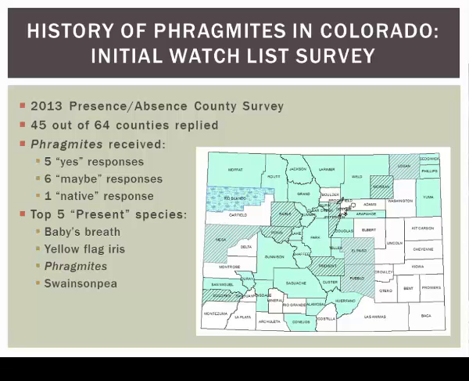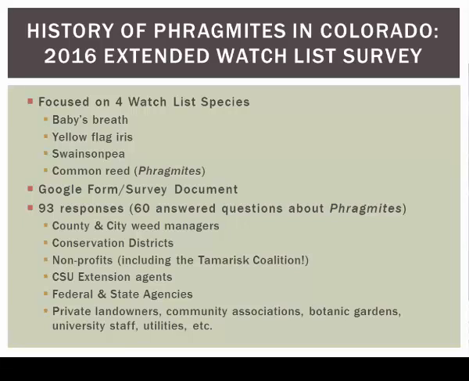And this was very generic, and the four species in this survey that came up as our top present species were baby's breath, yellow toadflax, Russian olive, and then Phragmites was in there as well. So the next thing we did was a couple years later, we sent out a more in-depth survey that asked specific questions tailored to each of these four species that we had as highly present in our state. It was a Google Form survey document.